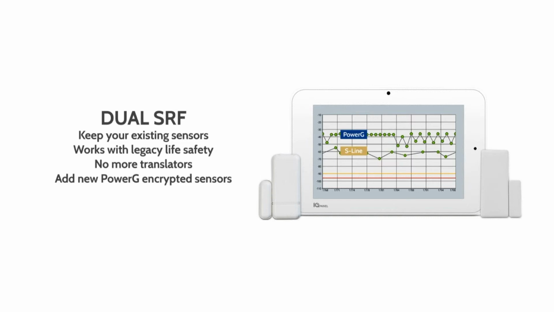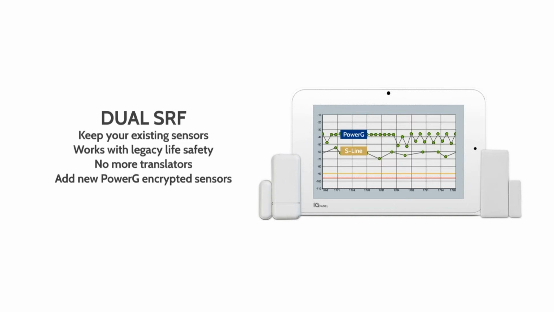This does still work with legacy life safety. For those of you that understand the concept of a translator, let's say you wanted to take the IQ Panel 2 and install it in a home where there was a DSC panel already installed. If that home already had DSC smoke detectors, DSC carbon monoxide detectors, and a DSC door window sensor and motion sensor, if you put in a translator, you could reuse the door window sensor and the motion sensor, but not the smokes and carbons.